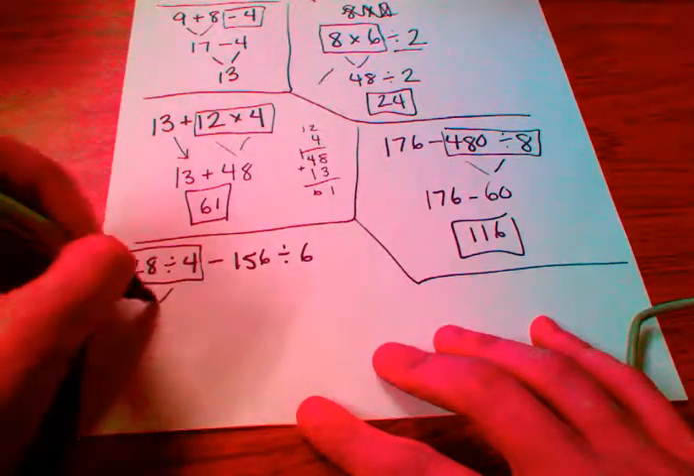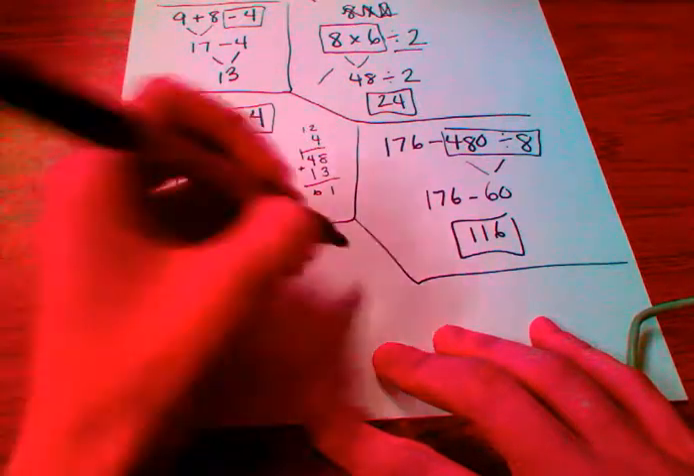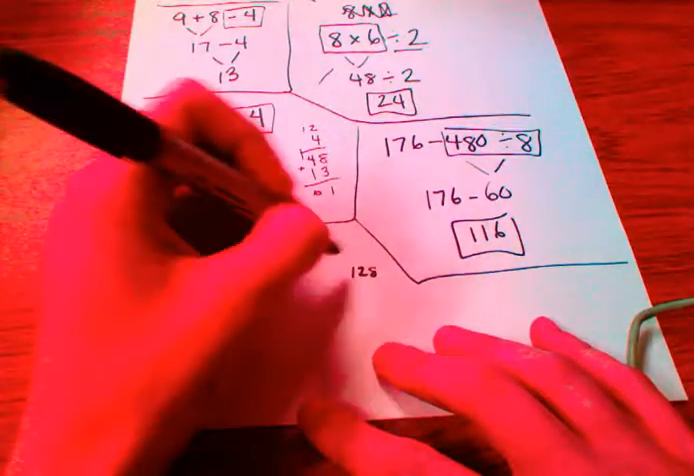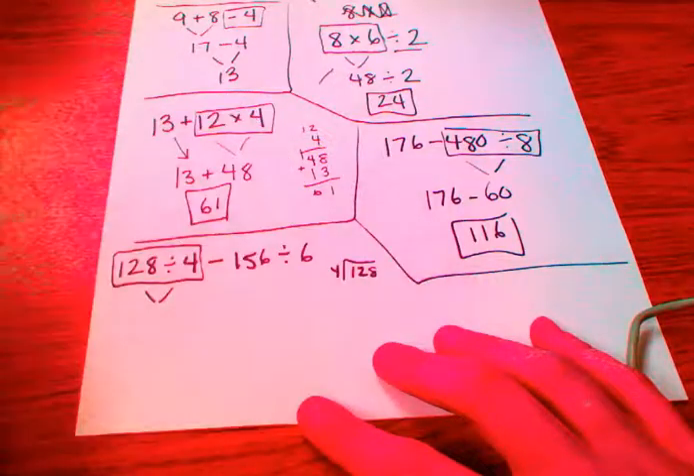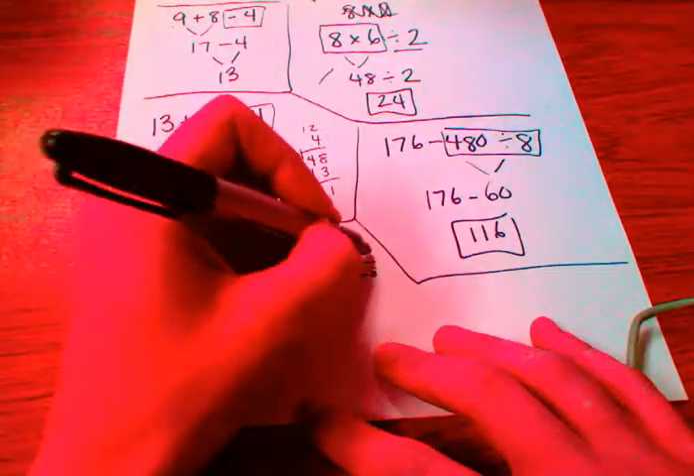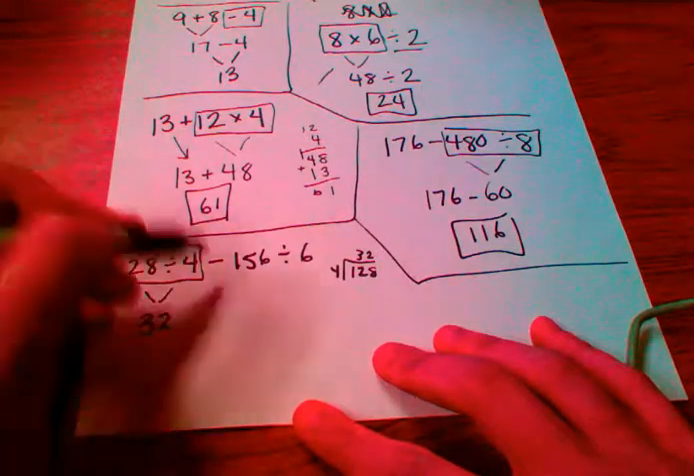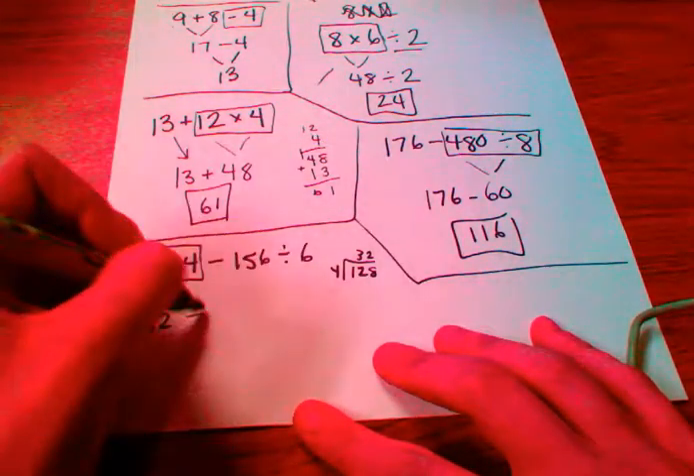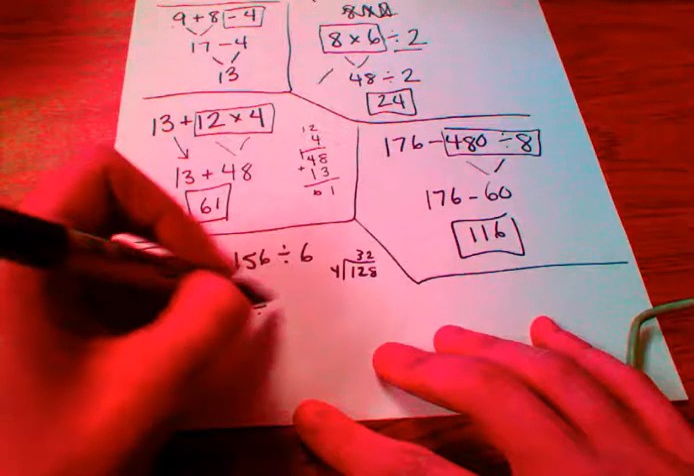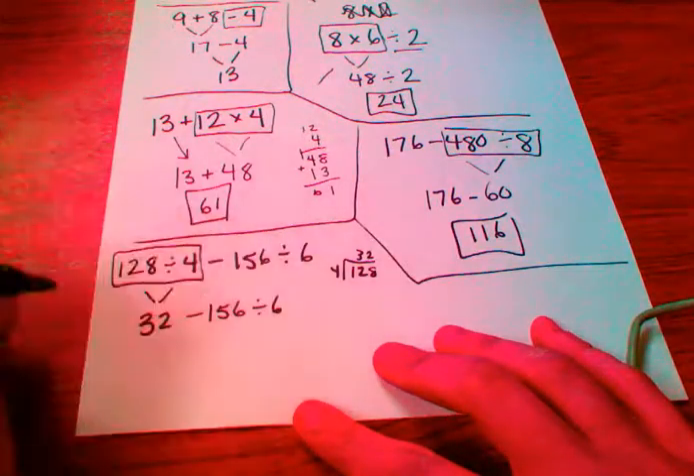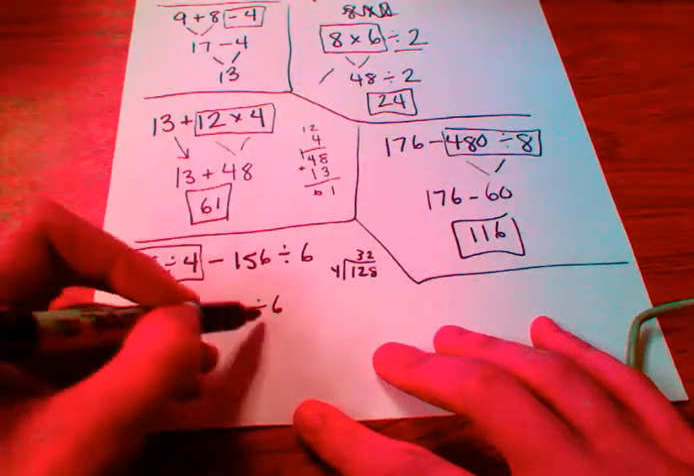So what is 128 divided by 4? Well, I can do it off to the side here. 3, 2, 32. So now that I figured out this is 32, I have to bring down all of this. Minus 156 divided by 6. Copied it just from here. What do I do next? I have to do the division next.